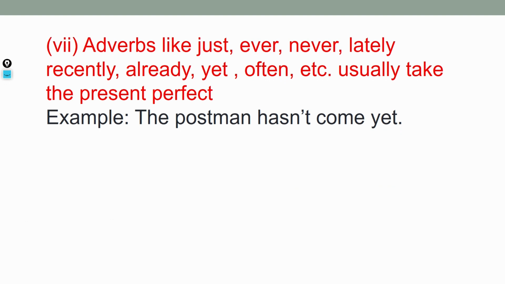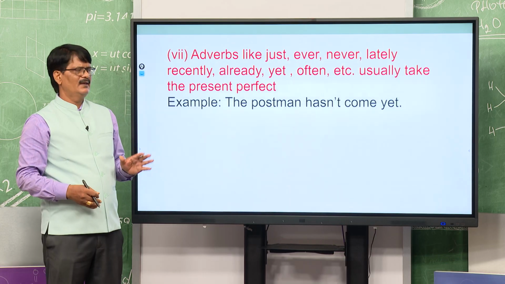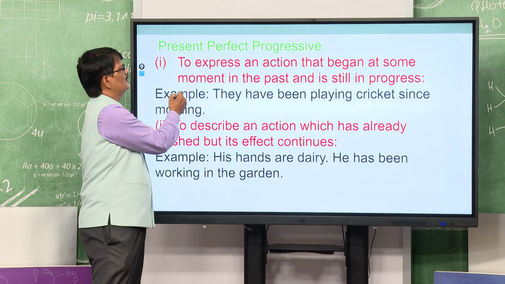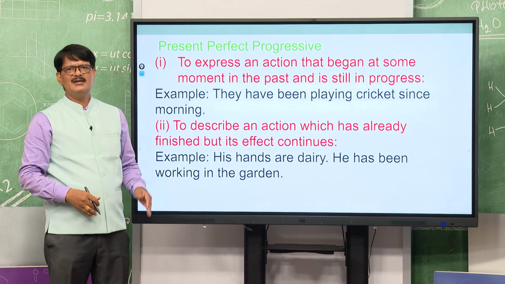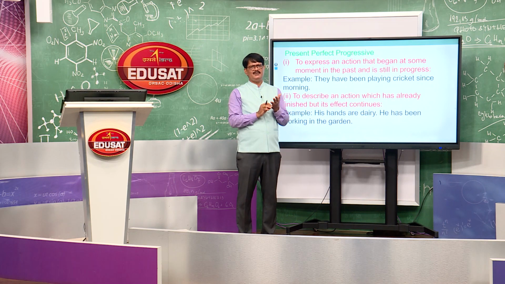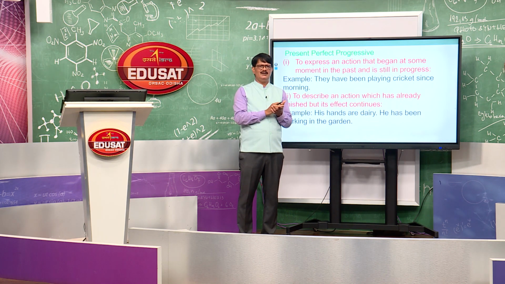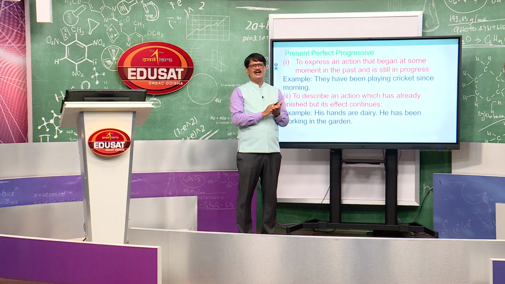adverbs like just, ever, never, lately, recently, already, yet, often. When an adverb of such type is used in the sentence, we should be very aware of it. At that time, we will use the present perfect. The postmaster has not come yet, yet is there. So, it is over. Now, we will go to the present perfect progressive. What is the present perfect progressive? Subject has, have plus been plus ing there.